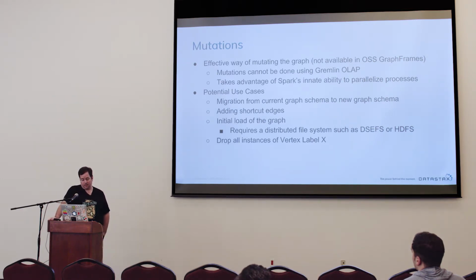And then things like, hey, I want to go drop all instances of vertex label X. We messed that up. We're going to reload it, so I just want to zap it. It's handy for that kind of stuff. Let's see. And so there's two methods. I'll demo one in a minute. One's called update vertices, and one's called update edges. So those are two things that I'm 99% certain are not in OSS GraphFrames that are in DSE GraphFrames that are really handy.